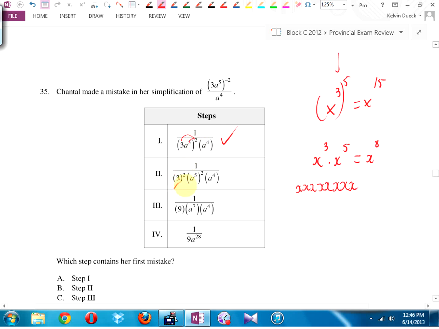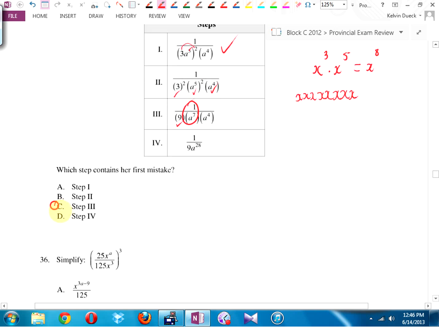So, you should have a 3 squared. I like that. What's 3 squared? What's 8 to the 5th squared? There it is. Step C.